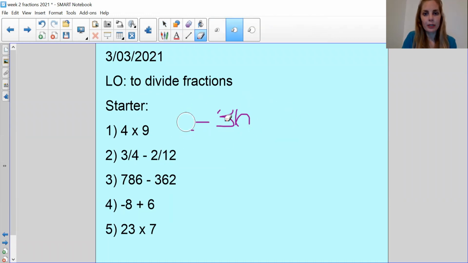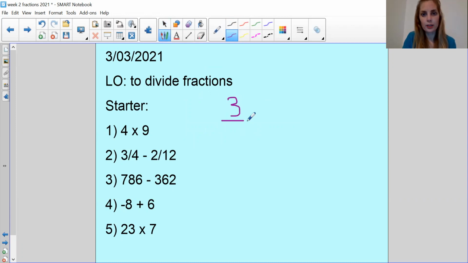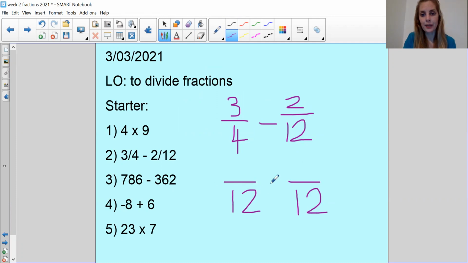Number 2, I've got 3/4 minus 2/12. So I'm going to write that out. 3/4 minus 2/12. Rule number 1 is my denominators need to be the same, and they are not. So I'm going to look at the biggest number, which is 12, and see if my smaller number 4 can go into 12 equally, and it can. So therefore, I'm going to make my bottom numbers, my denominators, 12ths. 4 times 3 is 12, and now we're going to make our equivalent fractions.